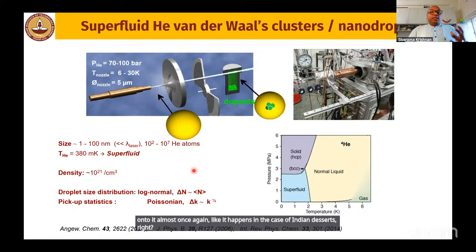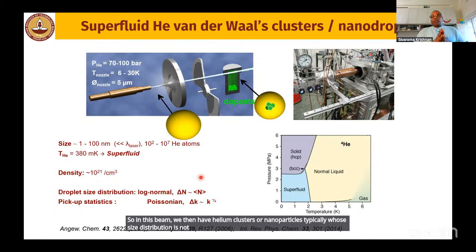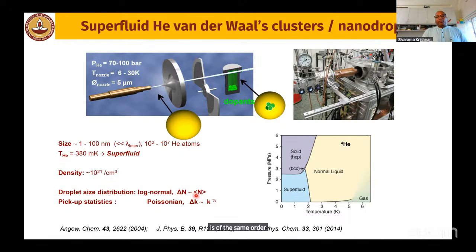So in this beam, we then have helium clusters or nanoparticles typically, whose size distribution is not very sharply peaked at any point. It's log normal. So the width of the distribution, delta n, is of the same order and very similar to the mean size of clusters in this distribution.